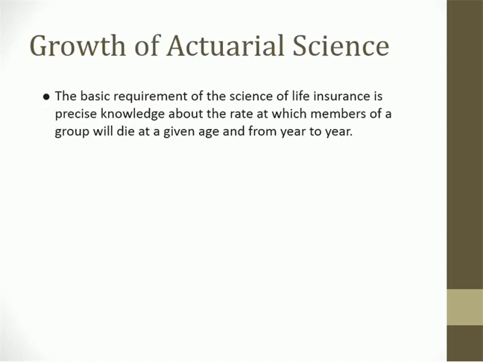Growth of actuarial science. The basic requirement of the science of life insurance is precise knowledge about the rate at which members of a group will die at a given age and from year to year. Actuarial science applies mathematical and statistical methods to finance and insurance, particularly to the assessment of risk. Actuarial science includes a number of interrelating disciplines, in particular the mathematics of probability and statistics.